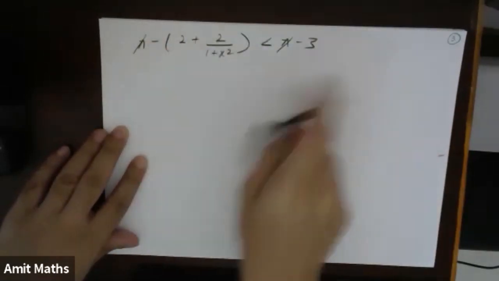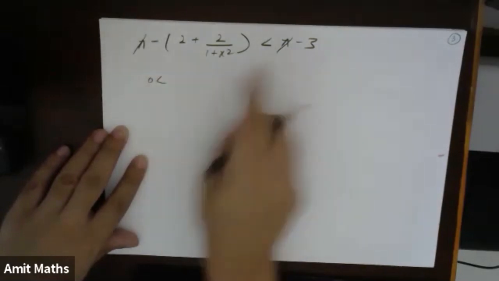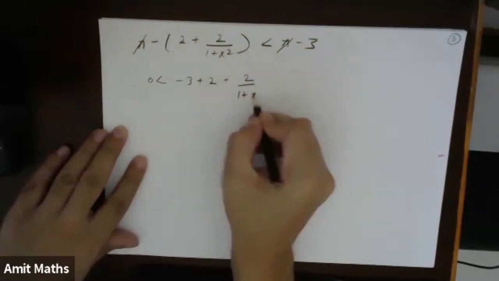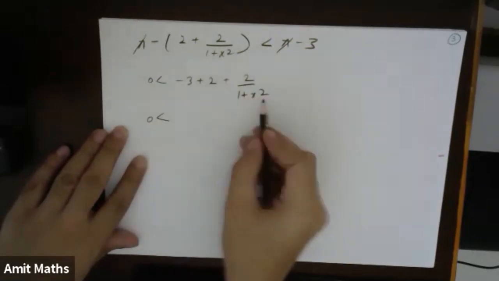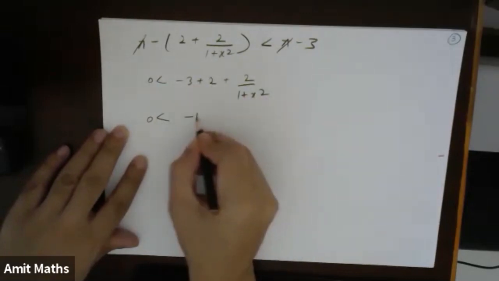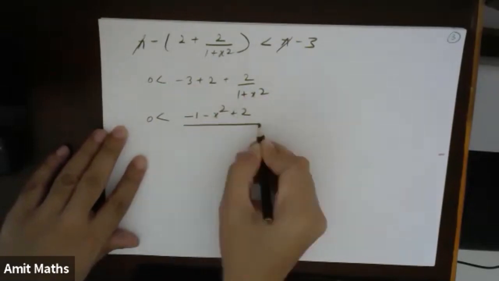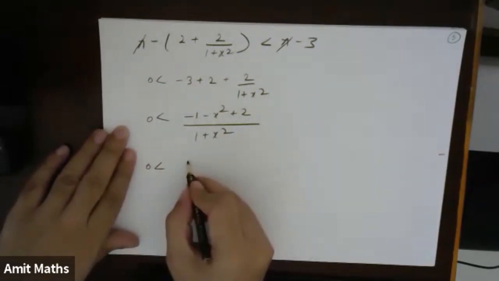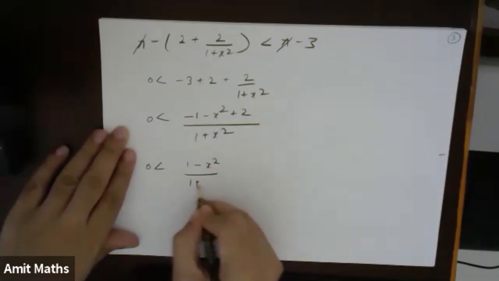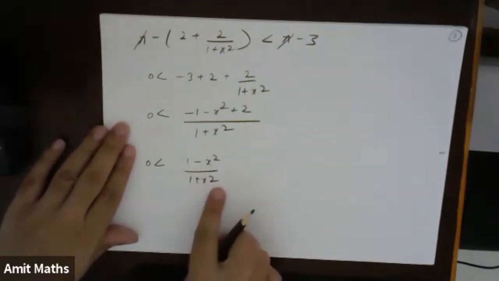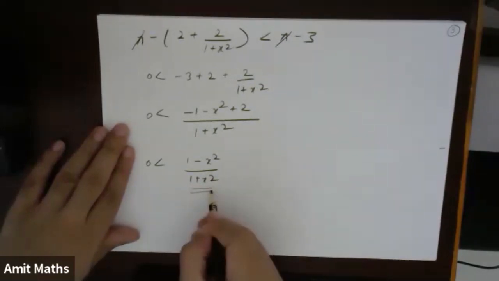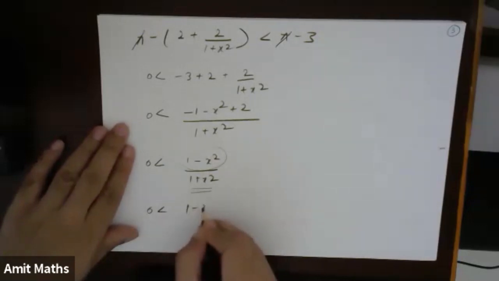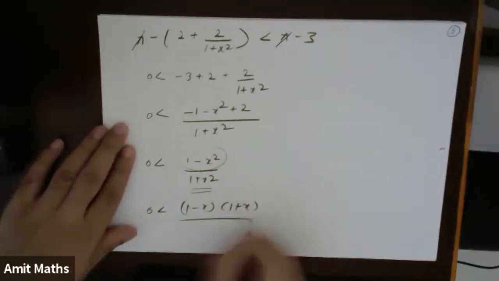This whole thing, if I bring that side, so this is 0 greater than minus 3 plus 2 by 1 plus x square. So this becomes minus 1. So this is minus 1 minus x square plus 2 upon 1 plus x square, right? So this is 0 less than 1 minus x square upon 1 plus x square. There is no factor for this because this is always greater than 0. The factors of this will be 1 minus x and 1 plus x.